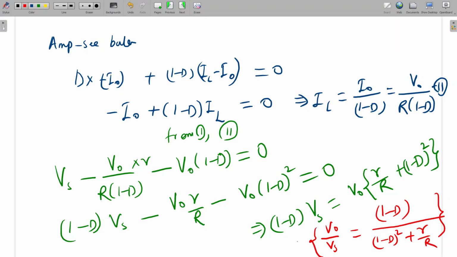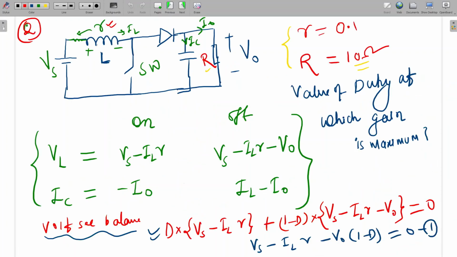Sir, what is small r in this equation? Which one? Small r. Small r is the resistance of this inductor. So this is a practical inductor.